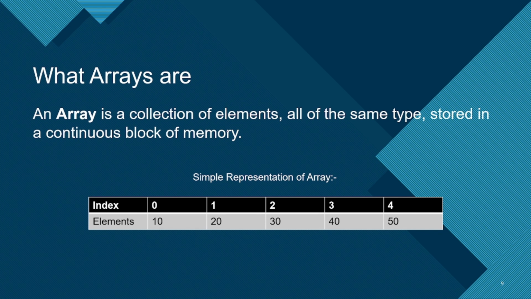An array is a collection of elements, all of the same type, stored in a continuous block of memory. Think of an array as a row of lockers in a school. Each locker has a number, like the number we call the index, and can hold one atom. That is, for atom we take it as data. The lockers are next to each other, just like array elements in memory.